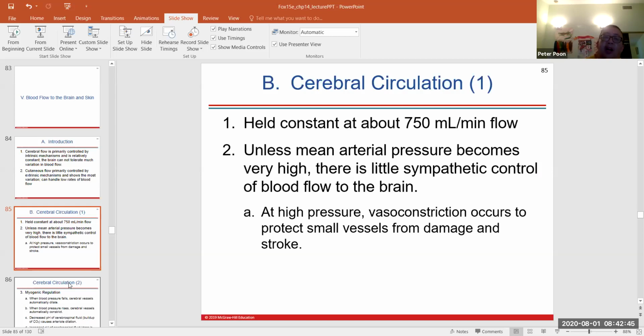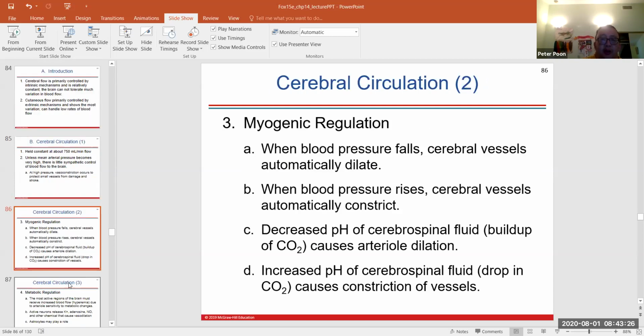Okay, so the brain is not a place where you can handle changes in blood pressure. The cerebral circulation is held to about that 750. Because first of all, your brain is really soft, squishy stuff, and two, it's locked into your skull, so you can't have an increase in blood pressure, because that can cause an aneurysm or cause you to stroke out.